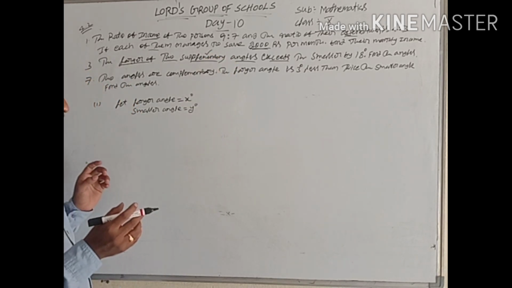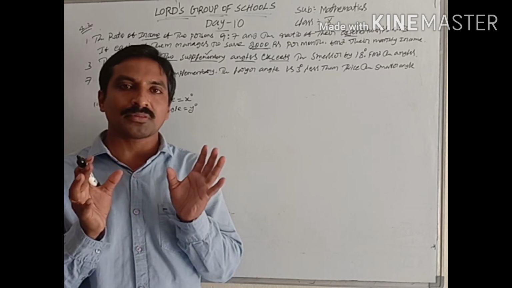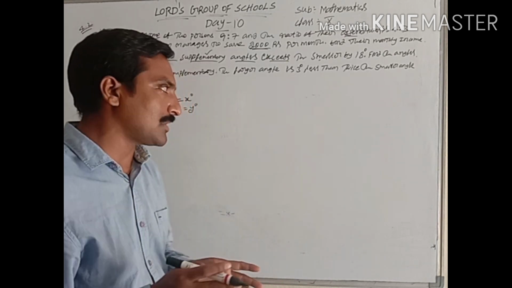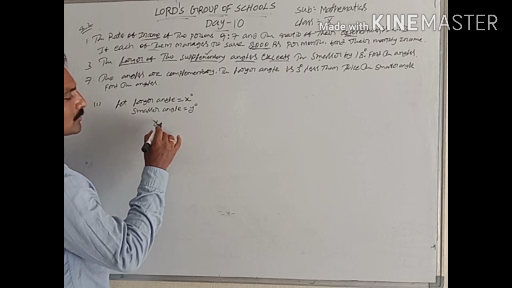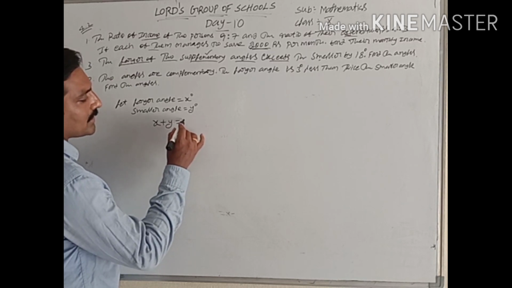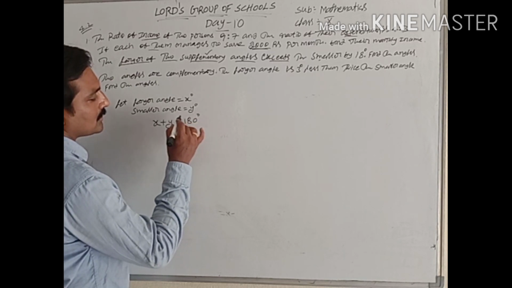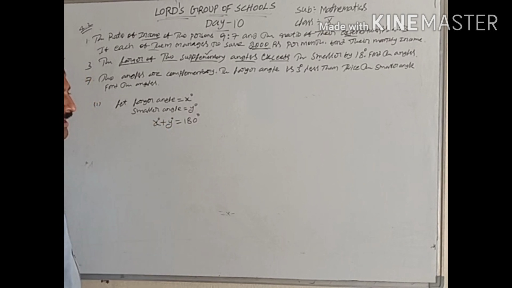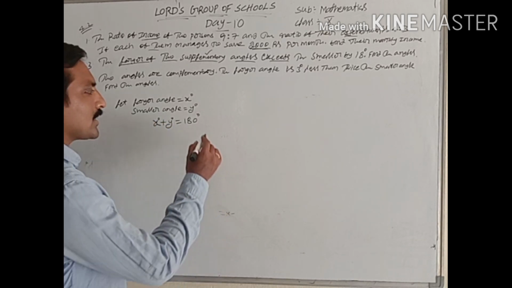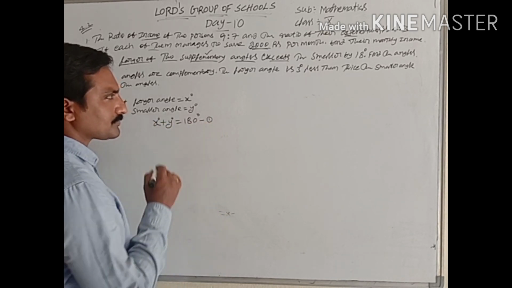So supplementary means the sum of the two angles is 180 degrees. Therefore, according to the problem, x plus y is equal to 180 degrees. x degrees plus y degrees is equal to 180 degrees. This is the first equation.